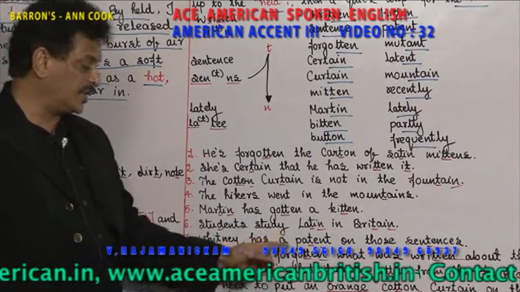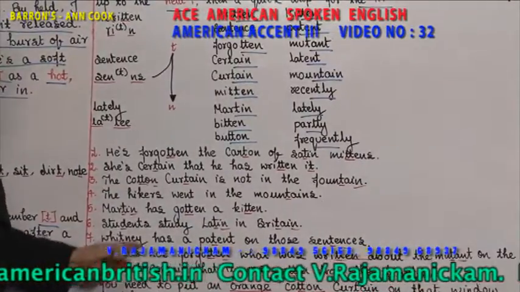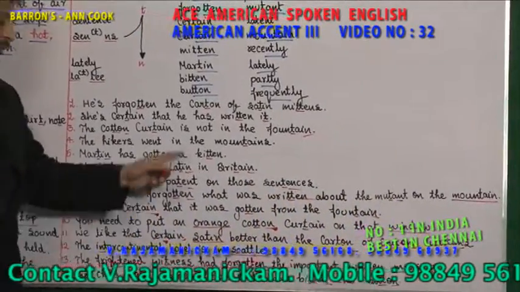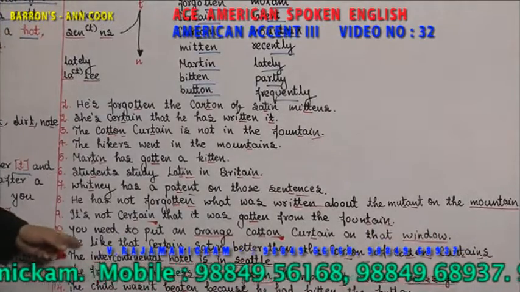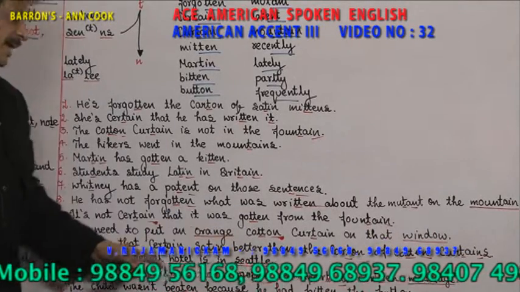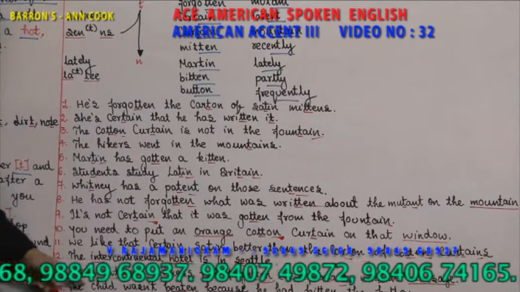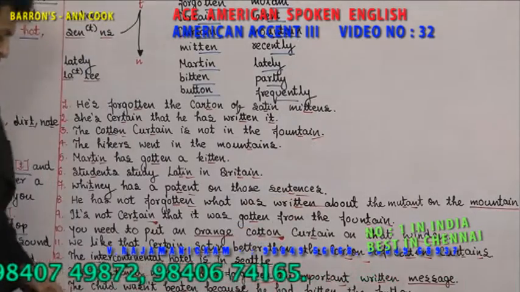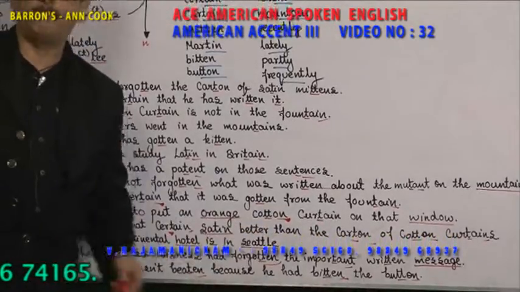He has not forgotten what was written about the mutant on the mountain. It is not certain that it was gotten from the fountain. You need to put an orange curtain, cotton curtain on that window. We like that certain satin better than the curtain of cotton curtains. The Intercontinental Hotel is in Seattle. The frightened witness had forgotten the important written message. The child wasn't beaten because he had bitten the button.